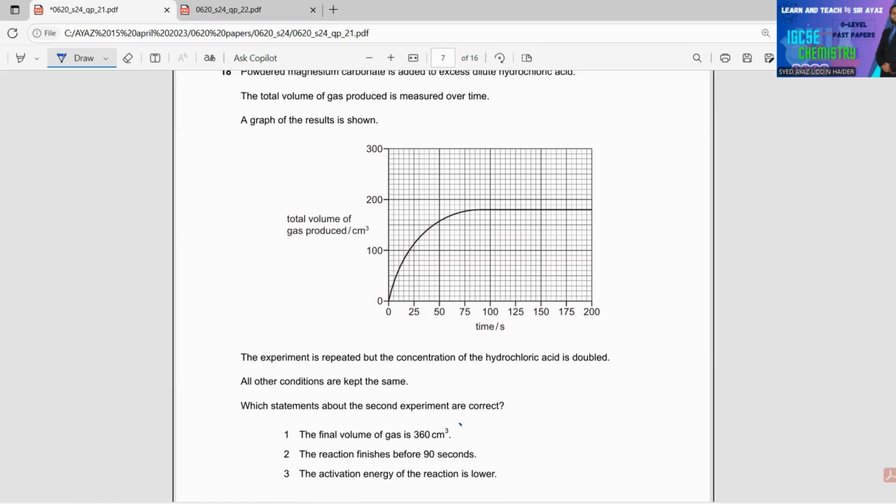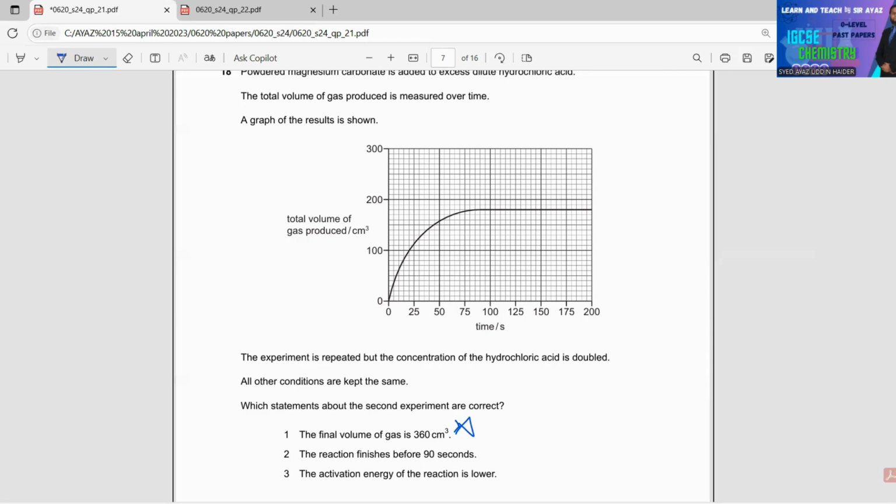This is not the case. This must be incorrect because you have powdered magnesium carbonate, and the gas produced depends on the limiting reactant, which is powdered magnesium carbonate here. It's not depending on the hydrochloric acid. So the final volume of the gas does not increase.